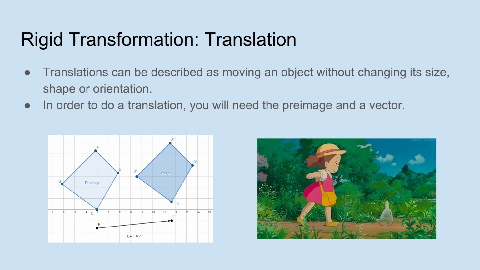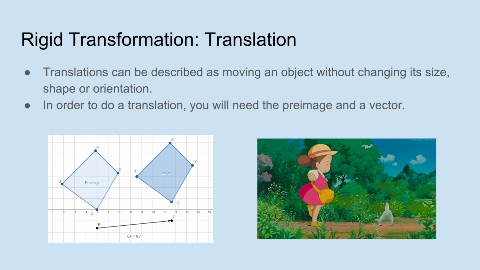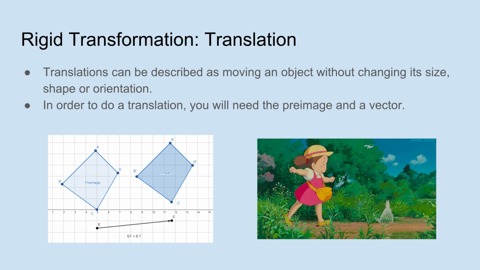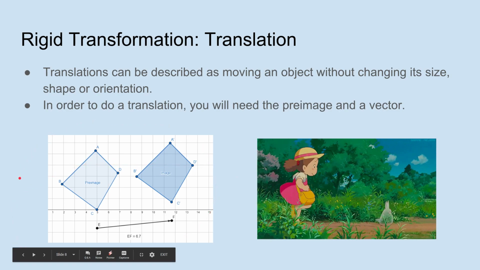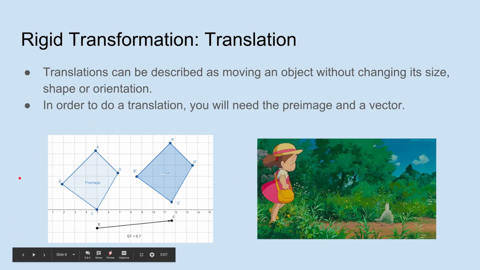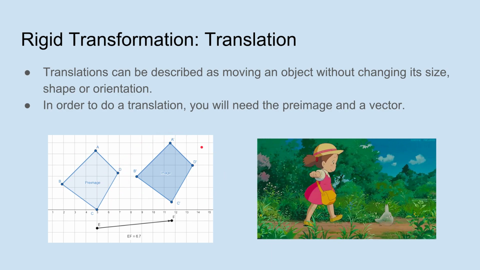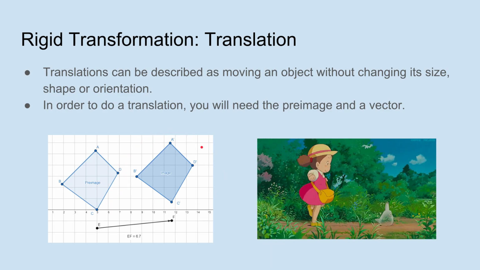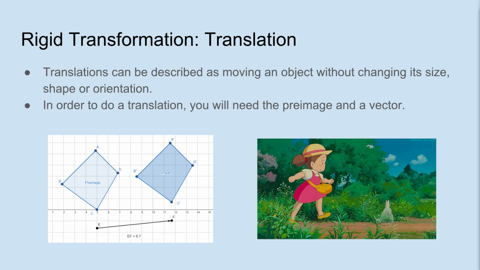Now, in math, if you want to do a translation, you need to have 2 things: the preimage and a vector. The left image is an example of a translation, but what is challenging about this image is that it shows the before and the after, but none of the steps in between. To show what is happening during a translation, let's transition over to GeoGebra.